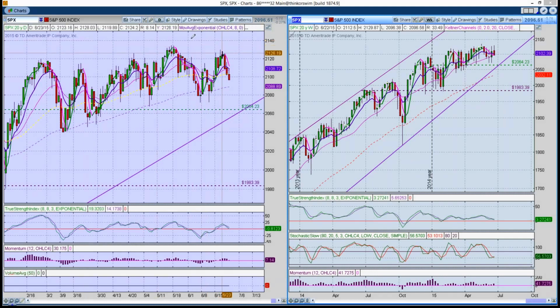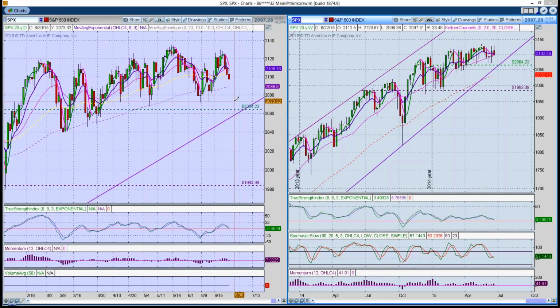As we see over here on the daily chart, the TSI had gotten up to and is now rolled back over. Momentum is also rolling back over. Where might we find some support? Well, we might find some support here at about 2089, or down here at 2073. That seems to be a range. This is the 100-day moving average, and this, of course, is where we found support previously.